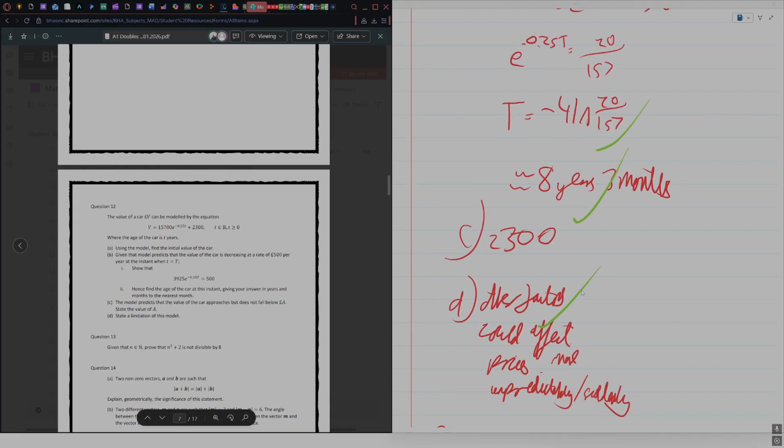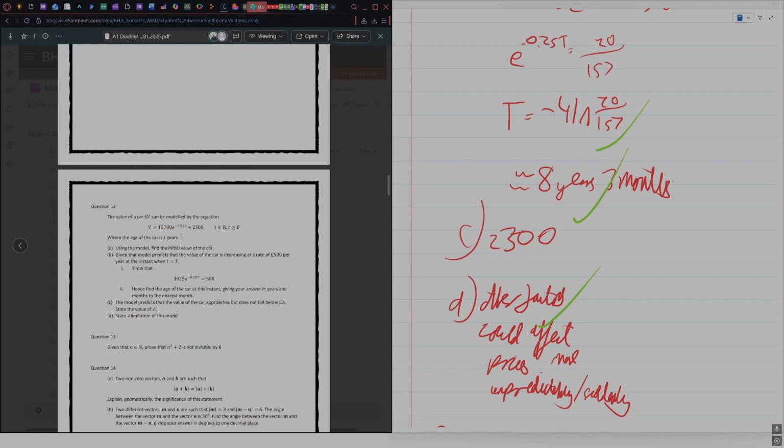This is a similar thing to the other model question, saying it does not fall below this amount of money. Well, this entire expression is just decreasing the model, because there's a negative here. So the maximum is just 2,300, because if this entire thing is 0, which is the maximum that it can be, it will just cancel and give you 2,300.